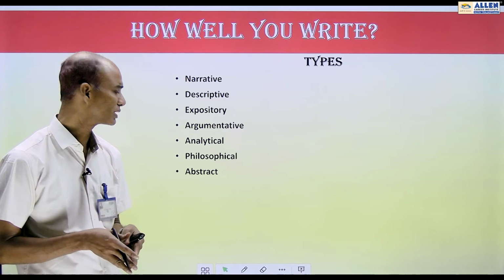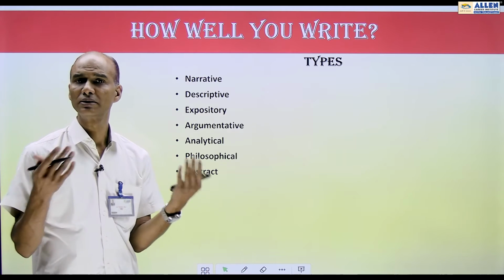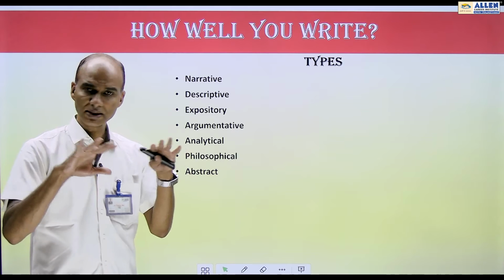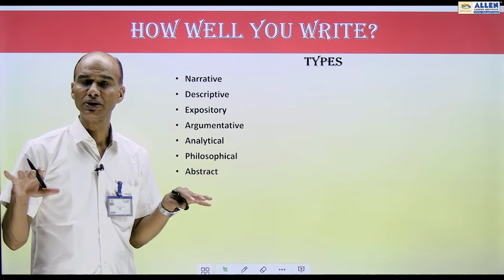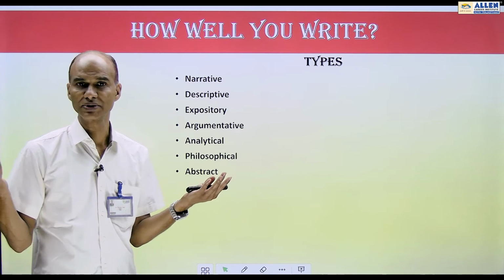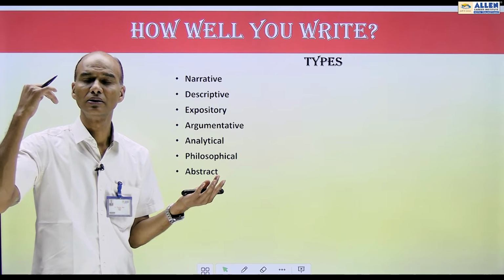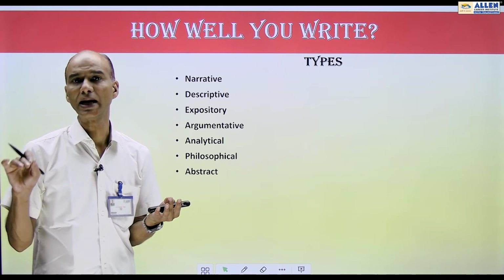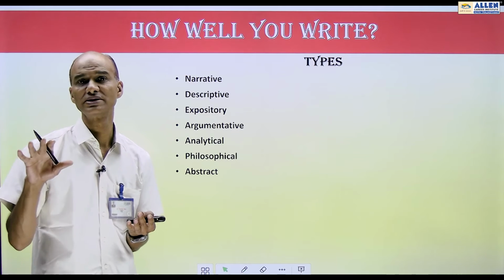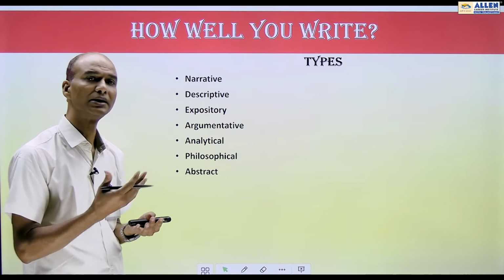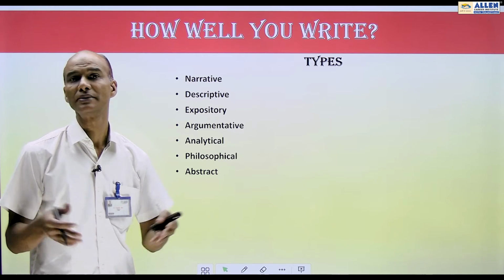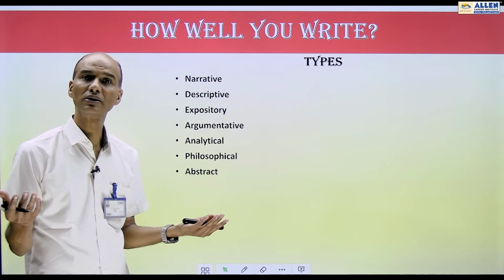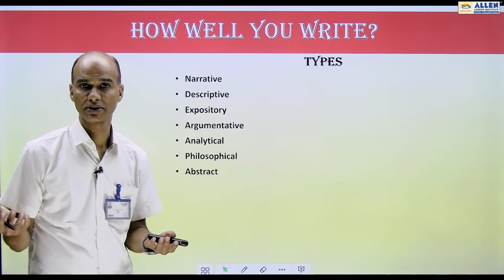So that is philosophical. Abstract means there is nothing physical and you can write on that. Abstract means writing on the ideas that you have in your mind. So it is writing about ideas, not about some physical thing. It is mainly writing about ideas. Any of your thoughts, you go on explaining your thoughts. So that is abstract writing, right?